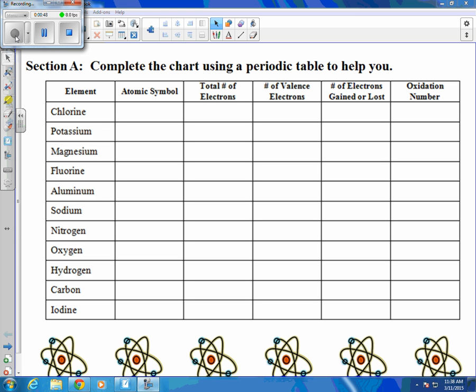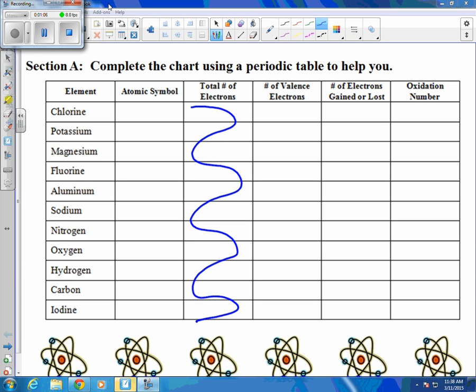Okay, so ionic bonds. Ionic bonds form when ions form. What we're going to start with is just a quick review. You can scribble out where it says total number of electrons on your white bonding practice sheet. I think that column is not important. Let's scribble that column out. We're not going to do that one. So let's work.